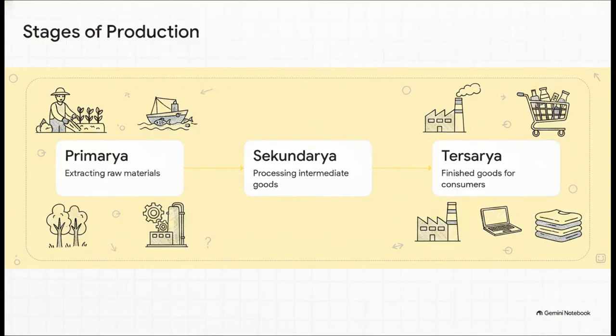There's a sequential journey that raw materials literally have to take to become usable goods, and it happens in 3 distinct steps. First up is primaria, which focuses on extracting raw materials directly from nature. Think farming, fishing, or logging. Next is secondaria, where those raw materials are processed or manufactured into intermediate goods. And finally, tertiaria, where the goods are finished, packaged, and ready to be used by consumers to satisfy their needs.